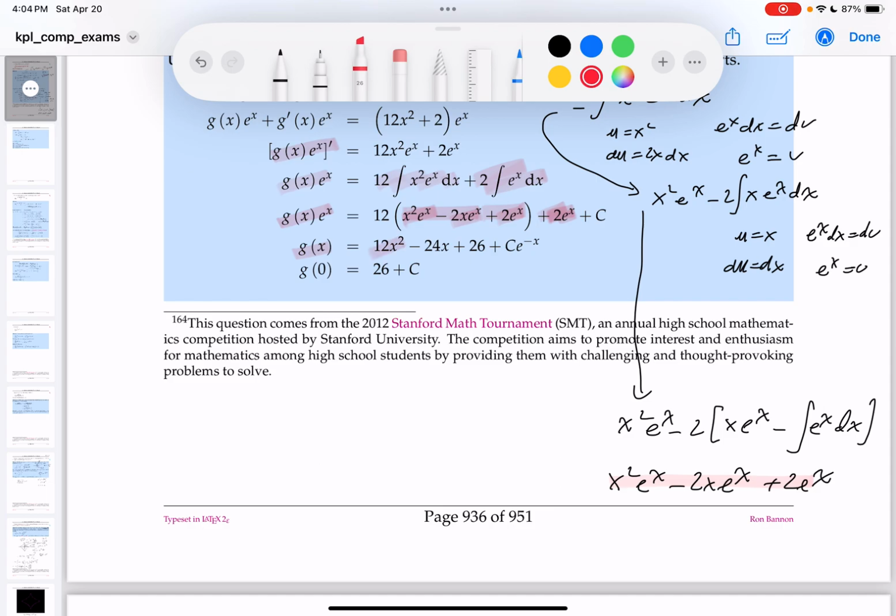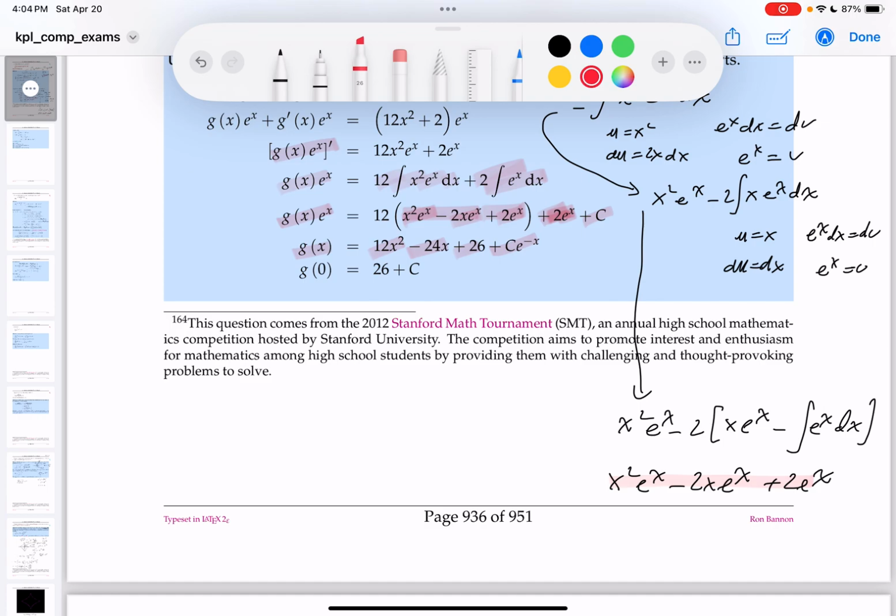You get 12x squared minus 24x. And then, I think I made a mistake somewhere. Oh, no, I didn't. There's a 2 over there. So it's going to be 24 plus 2, which is 26. And then I see this c and divide through by e to the x, get c e to the minus x.